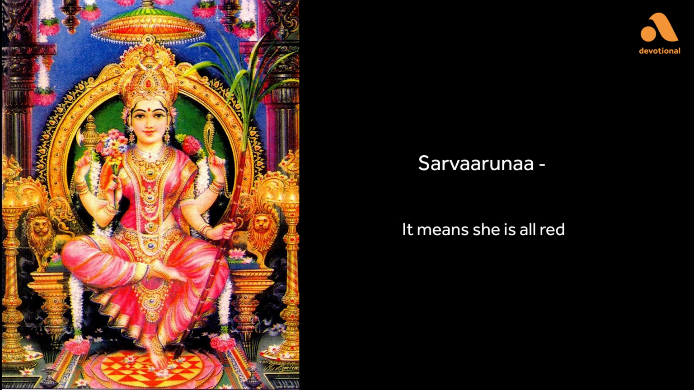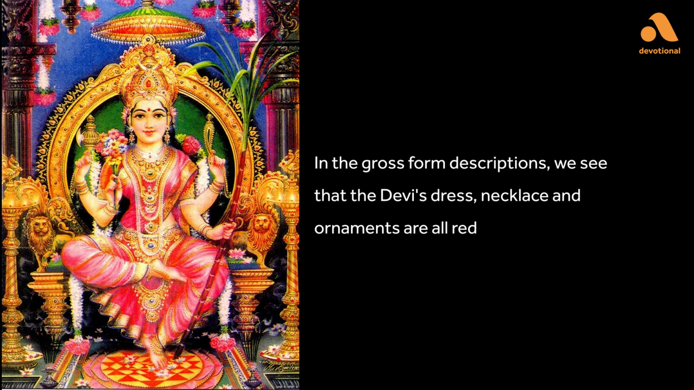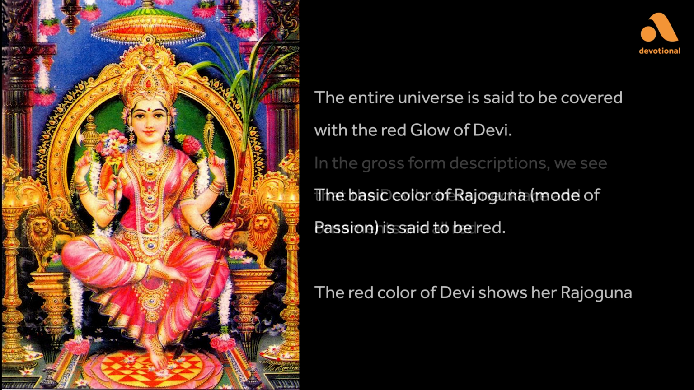Sarvaruna. It means she is all red. In the gross form descriptions, we see that the Devi's dress, necklace, and ornaments are all red. The entire universe is said to be covered with the red glow of Devi. The basic color of Rajoguna, the mode of passion, is said to be red. The red color of Devi shows her Rajoguna.